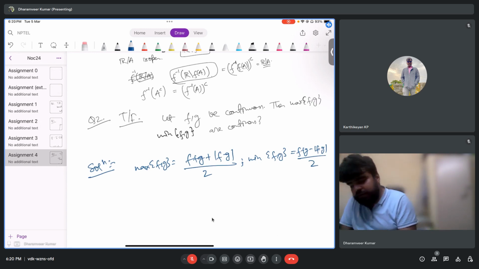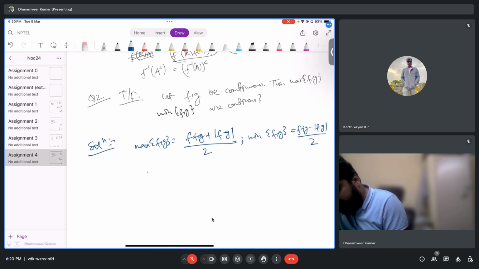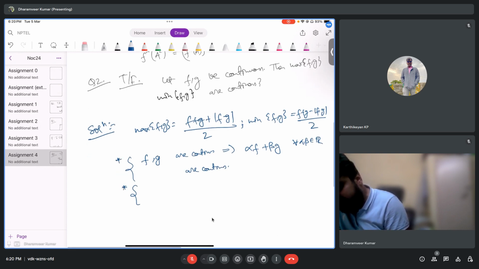So we have to note a few things. If f and g are continuous, that implies alpha f plus beta g, for all alpha, beta in real numbers, is continuous. And another thing, so we need two statements. Another thing, we have done this before, but I'll do it again, that if f is continuous, that implies mod f is continuous.